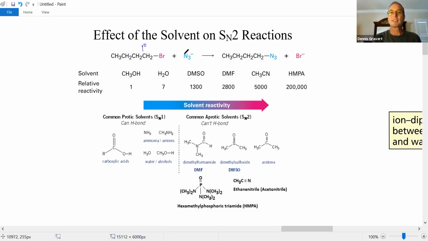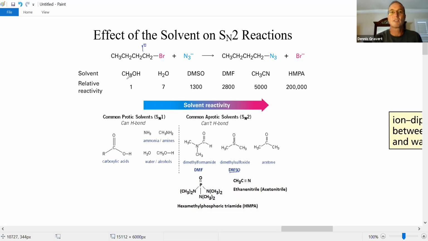Okay, so repeat this exact same reaction in various solvents. We can use methanol, CH3OH, we can use water. Hey, water's 7 times faster. DMSO, we saw earlier, it's right here. There's the structure again. It's 1,300 times faster. That's a better solvent for Sn2.